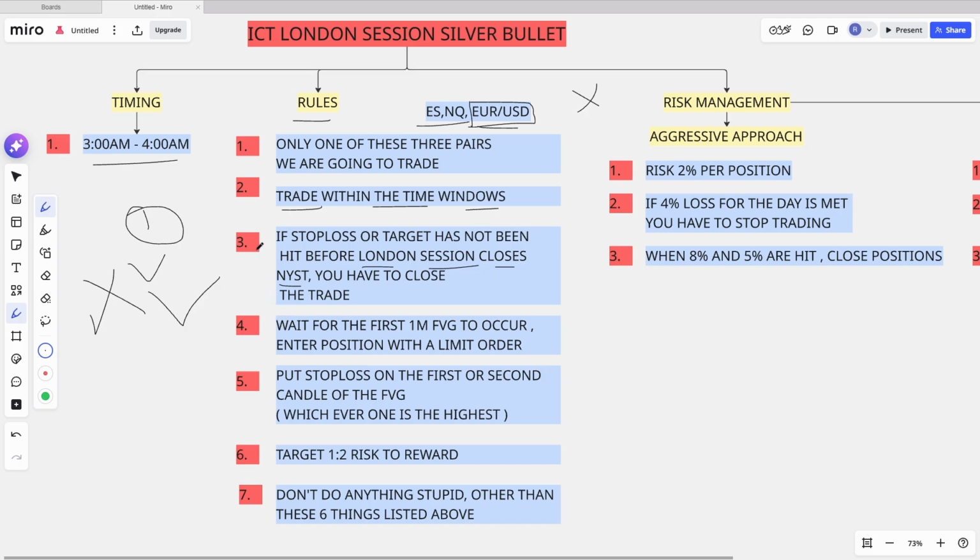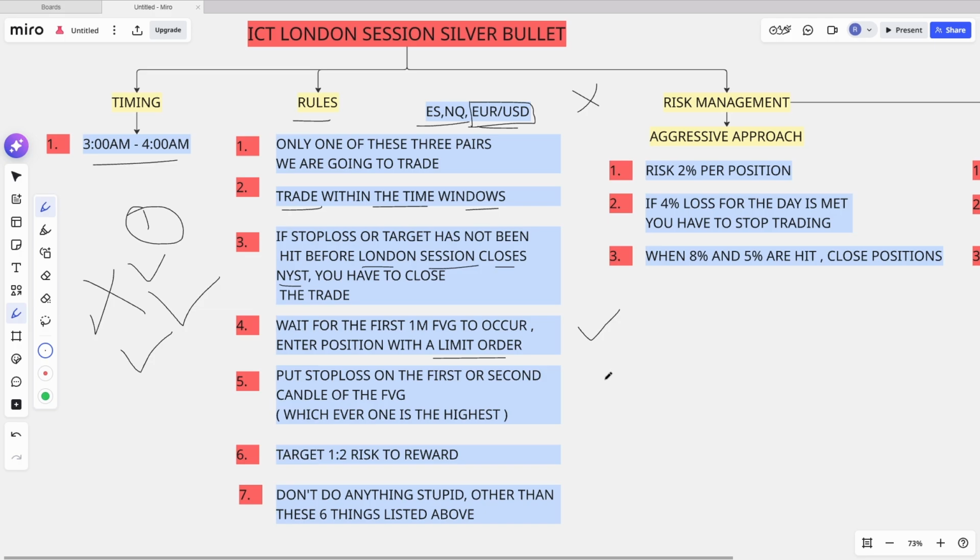The next rule is related to fair value gaps. We do not trade any fair value gap that forms outside of the 1-hour time window. We must wait for price to form a fair value gap during the defined session window. The fair value gap can be from any time frame you prefer for entries. The specific time frame does not matter, as long as the fair value gap aligns with your directional bias. Once the first fair value gap that aligns with the bias forms, we place a limit order at that fair value gap.